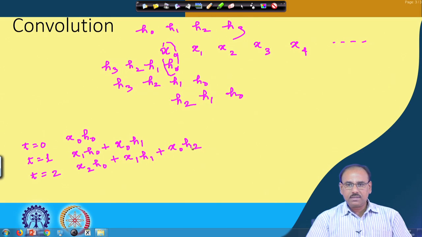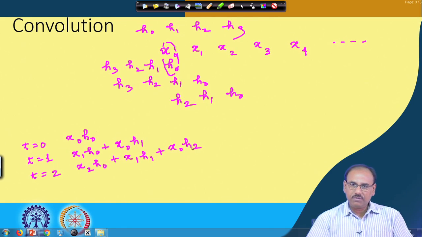So, it appears that the impulse response is flipped and then shifted to location n, and at that location you take the impulse response and the input samples, multiply them point by point and then add them together.